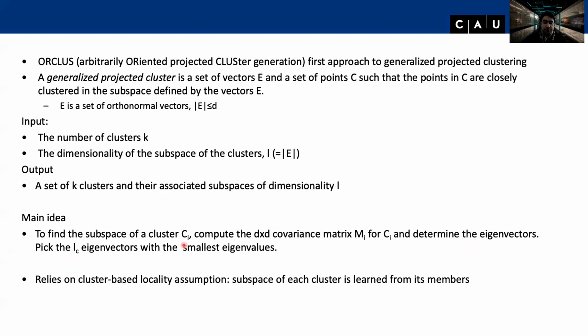So we pick for that particular cluster C those L eigenvectors that have the smallest eigenvalues. So if we have, like here in this example, eigenvectors 1, 2, and 3, we pick, for instance, L equals 2, those two here with the smallest eigenvalue, and we discard that one, because projecting the objects from this one here down to these two will yield a compact, dense cluster. It relies on a cluster-based locality assumption, meaning that the subspace is actually learned from its cluster members that we have here.